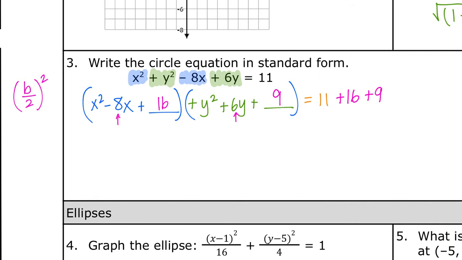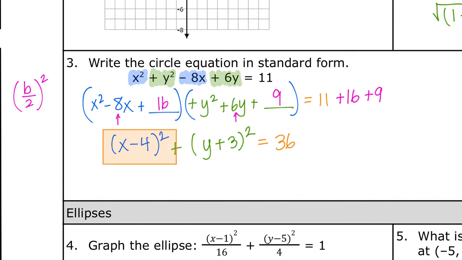So you could do your whole t chart and a times c, but the shortcut really is, this is x. Whatever number is in the middle where I put my arrow, just half of that. So half of negative 8 is negative 4. That's what's going to go inside your parentheses. And same thing for our y's here. Half of 6 is 3, so we're going to have plus 3. And then equals, just add all these numbers up. 11 plus 16 plus 9 gives us 36. So that's the circle equation in standard form.